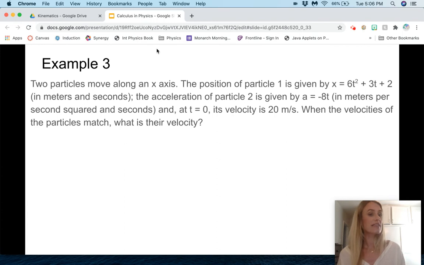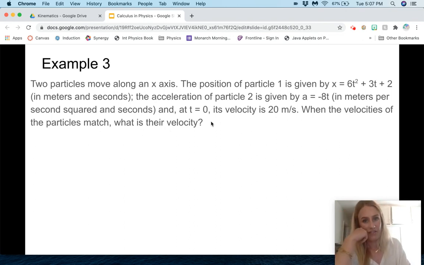When the velocities of the particles match, what is their velocity? Now, this is the example where we are actually going to find c that I was talking about earlier. Also, it's a lot of information thrown at you at once. So first and foremost, we want to remember we have two particles, particle 1 and particle 2, and we want to know when the velocities of the particles match, what is their velocity.